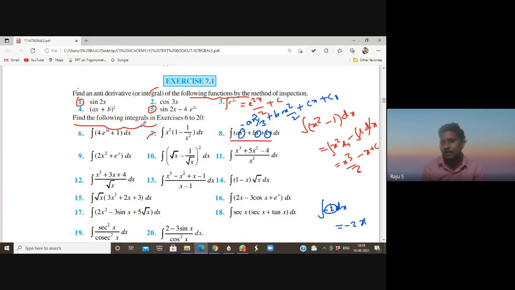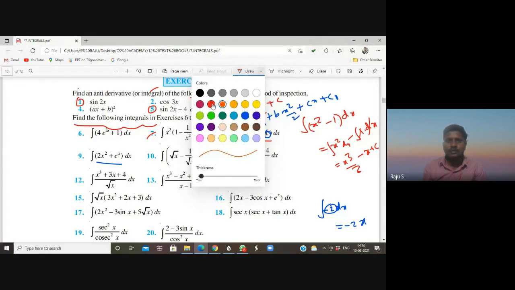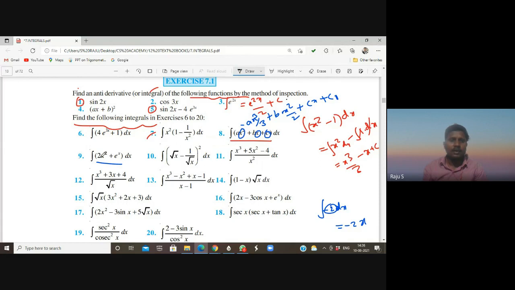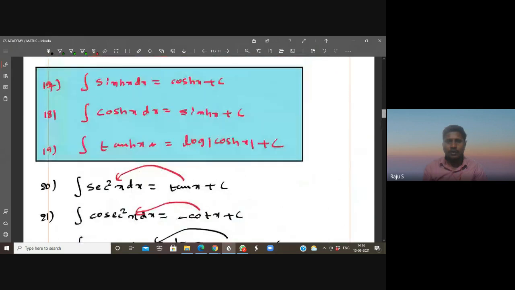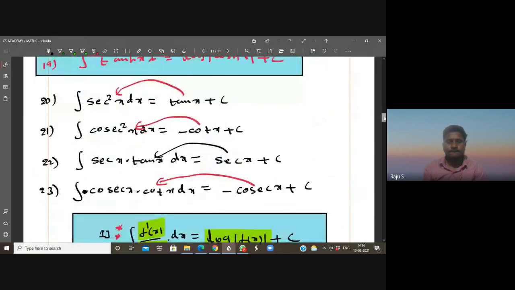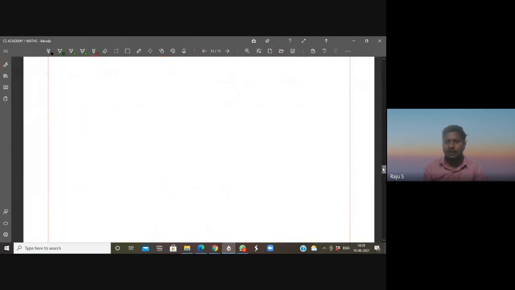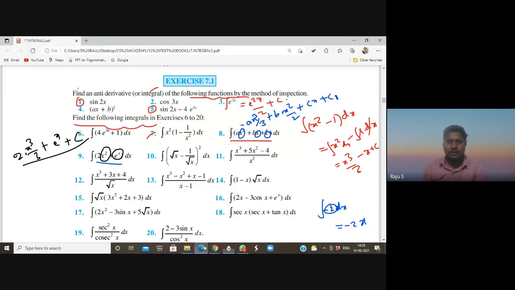Okay, now question number 9. What is question number 9, students? Here also it is very easy. 2 is a constant. What is the integral of x square? x cube by 3. The integral of e power x is e power x. At last you can write plus c. That's all. This is the answer. And in the formulas, I am going to write one more formula here. Okay, I'll derive that formula.